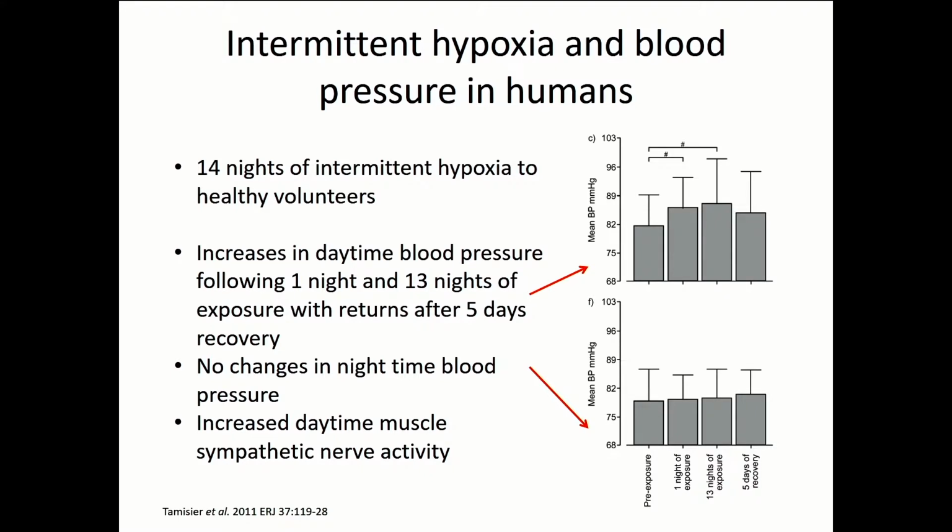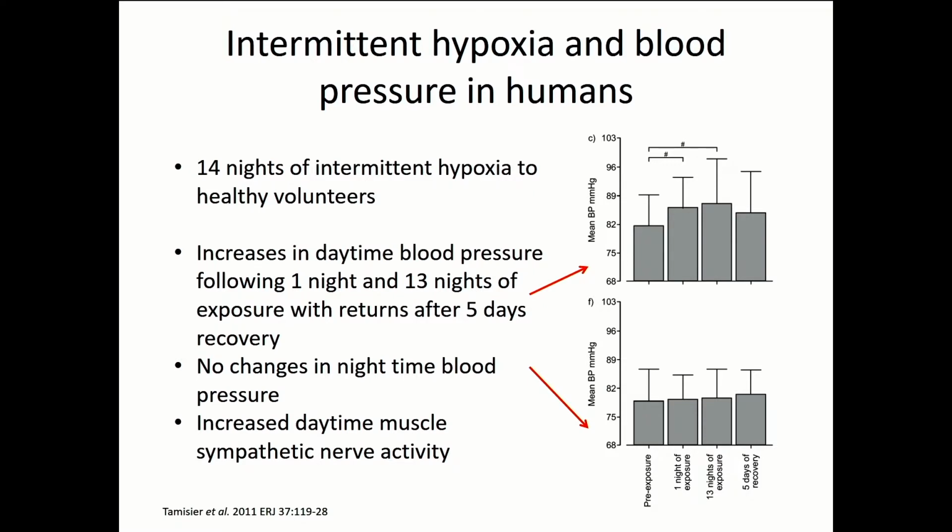This work from the Grenoble group looked at 14 nights of intermittent hypoxia in healthy human volunteers and showed a similar effect. What you can see here on the top graph is at night 1, there's a marked rise in blood pressure following exposure to intermittent hypoxia in the daytime, and this is sustained at 13 days. Blood pressure levels were starting to return to normal after 5 days recovery. Interestingly, they didn't observe any difference in night-time blood pressure in this study. They correlated this increase in blood pressure to an increase in muscle sympathetic nervous activity.